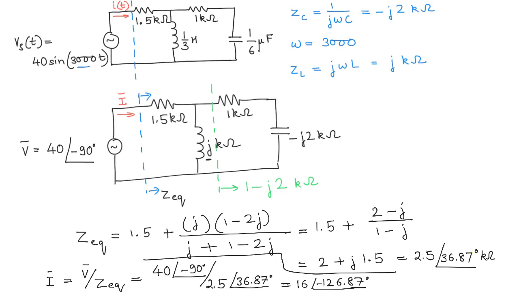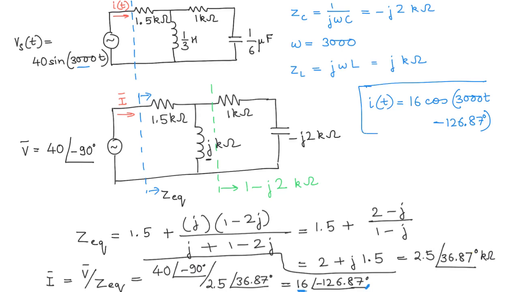Now that we have found I bar, you can very easily calculate IT, right? So let me use a different color and write IT here. IT is simply going to be, the amplitude of I is 16, cos, and omega is 3000, so 3000 t, and the phase is this, minus 126.87 degrees. And that's your answer, that's your current. Hopefully that makes sense.